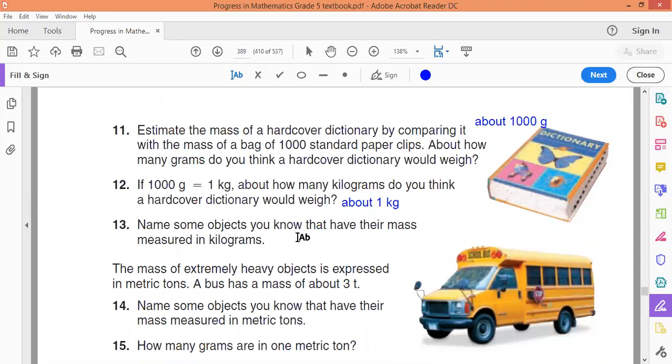Name some objects you know that have their mass measured in kilograms. A car, the house. Listen to me. It's better to pick an object from your classroom. From the classroom: the board, the walls, desk, teacher's desk, the projector. Only 3 objects are enough to write.